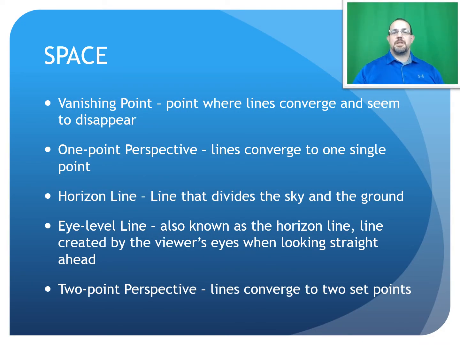Here's some terms dealing with space. Vanishing point, that's going to be the point where lines converge and just seem to disappear. So we have one point perspective, and the lines converge to a single set point. We have the horizon line that goes just across the ground and divides the sky and the ground. And then we have the eye level line, and it's very similar to the horizon line, and it's created when you're looking straight ahead. And then we have 2-point perspective, similar to 1-point perspective, only the lines converge to 2 set points.